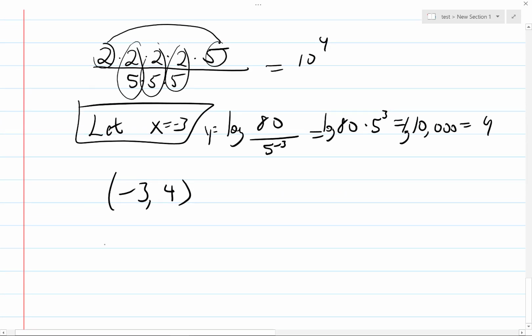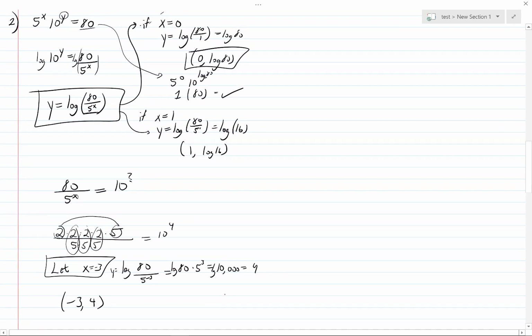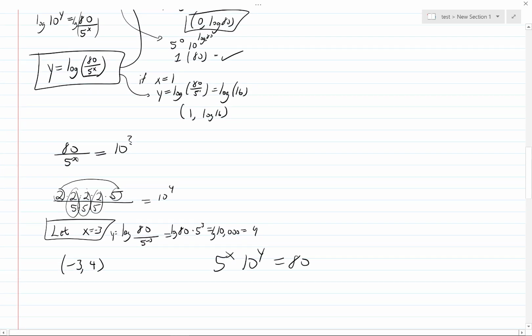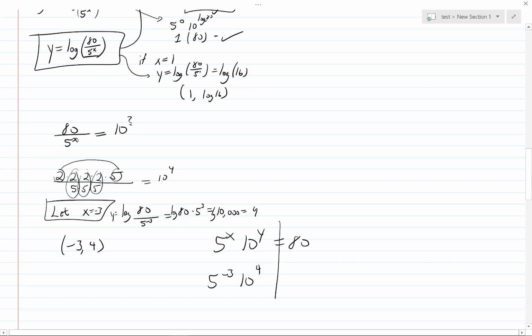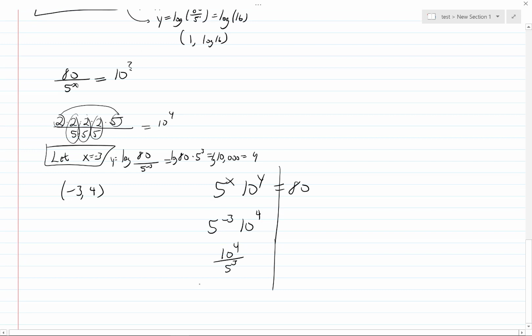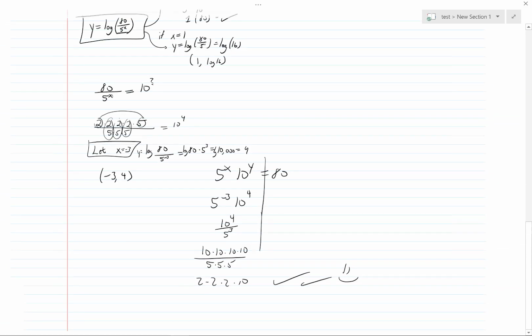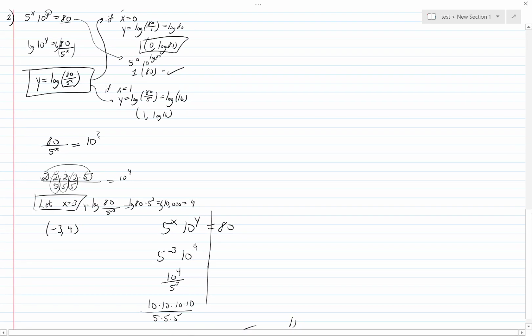So you can check it. What did we start with? 5 to the x, 10 to the y equals 80. So 5 to the x, 10 to the y is supposed to be 80. So when we do 5 to the negative 3 and 10 to the 4th, does that really give me 80? That's 10 to the 4th divided by 5 to the 3rd. And that's 10 times 10 times 10 times 10 over 5 times 5 times 5, which is 2 times 2 times 2 times 10, which is 80. Check.